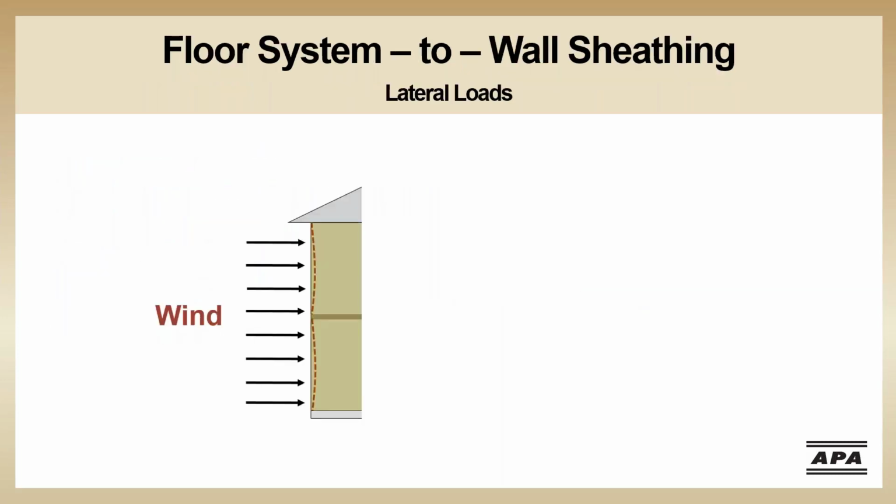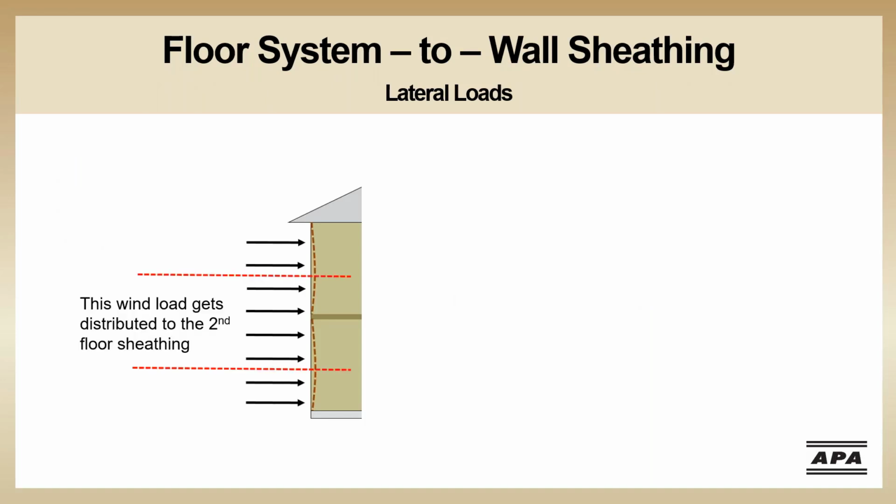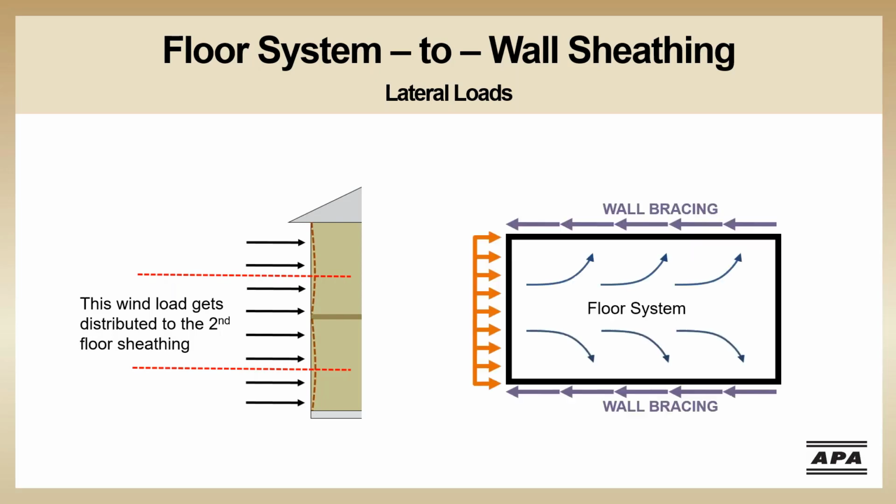We've already seen how the studs transfer the wind load to the roof and floor systems. The top half of the first floor studs and the bottom half of the second floor studs transfer the wind load to the second floor. At this point, the second floor sheathing and framing act together as a floor system and transfer the wind load over to the sidewalls.